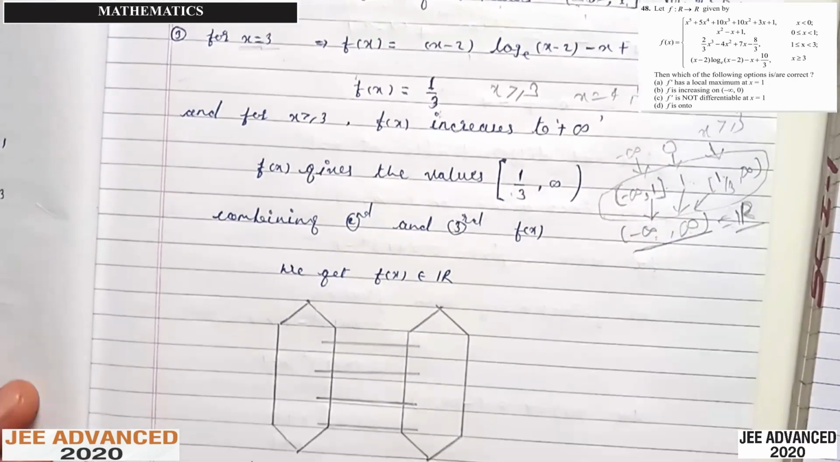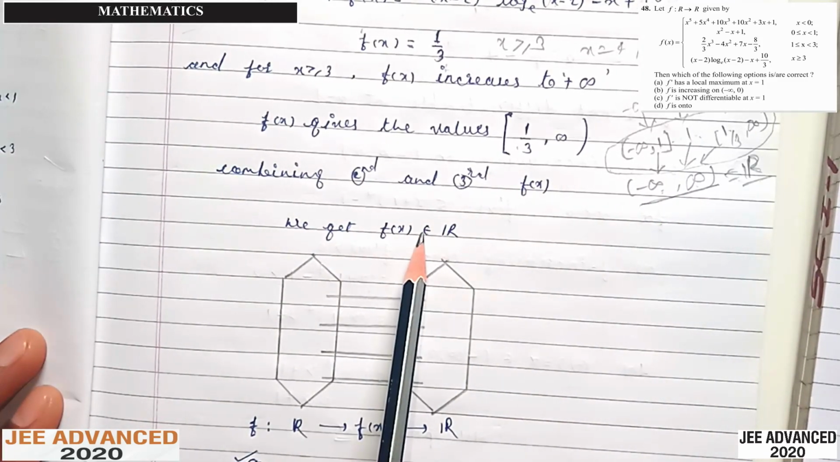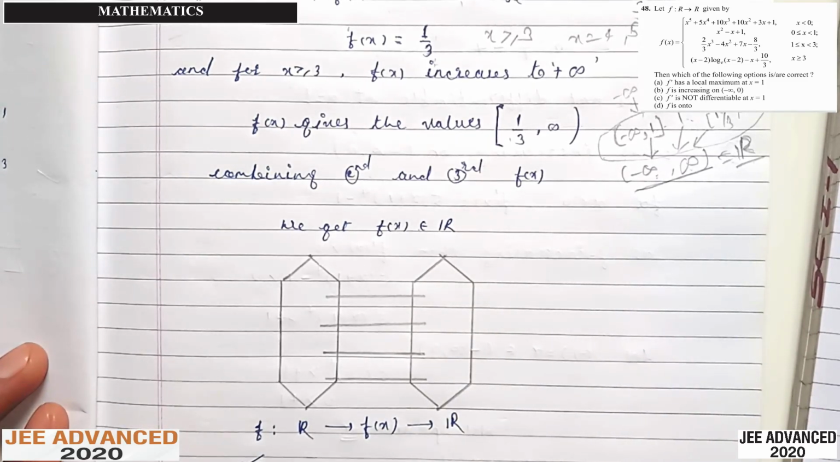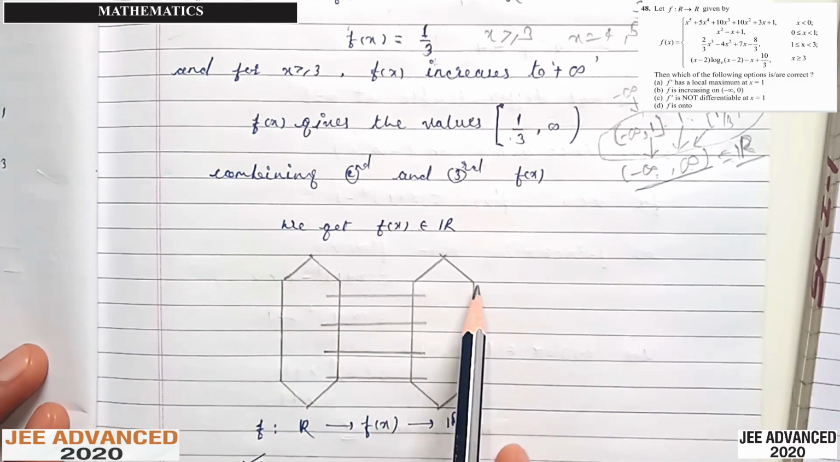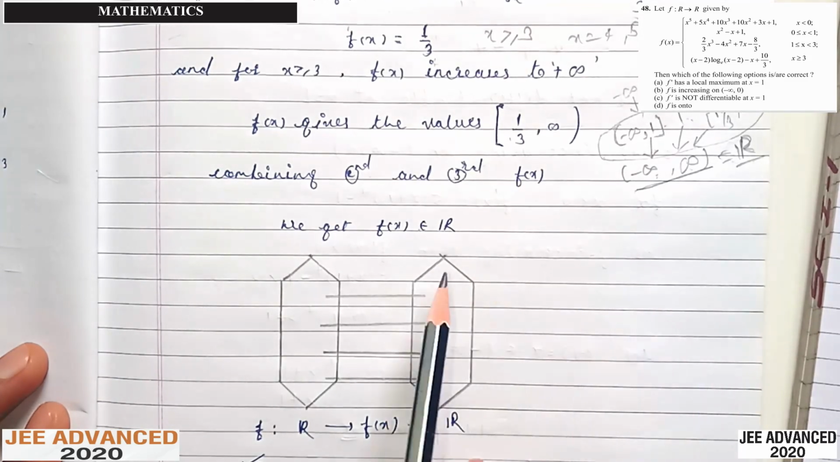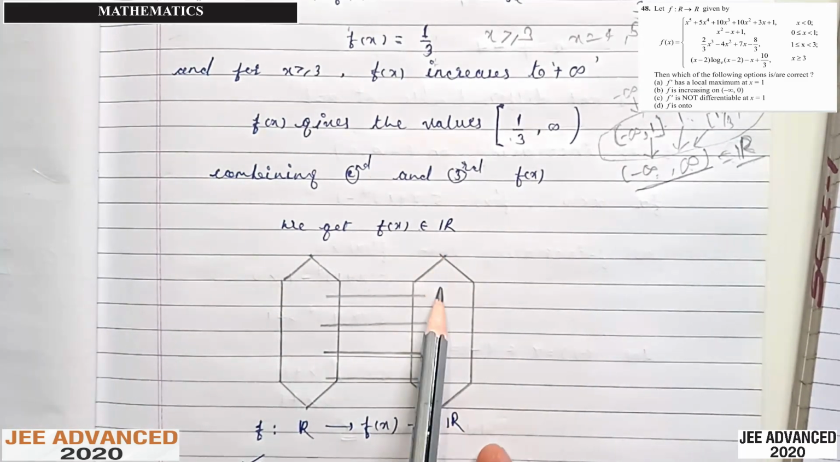So combining second and third, we get f of x defined on the real numbers. And our fourth option says that f is onto. If f is onto, that means whatever values from the domain we take here, we get the full codomain of real numbers. So here we can see that the image of f of x gives us a value from the real numbers.